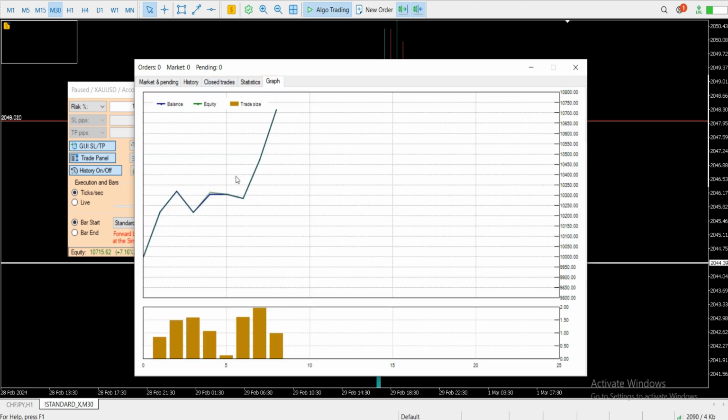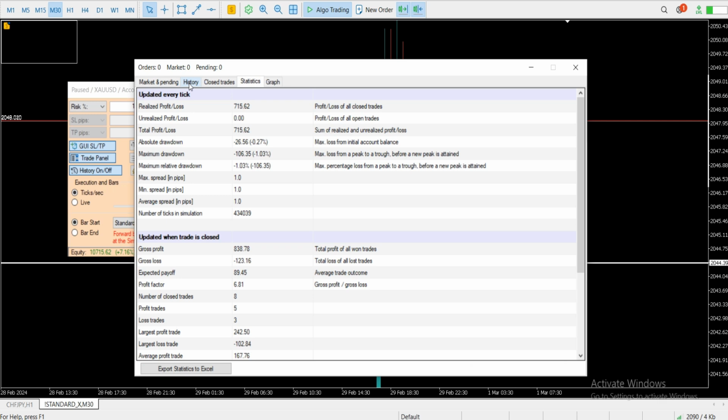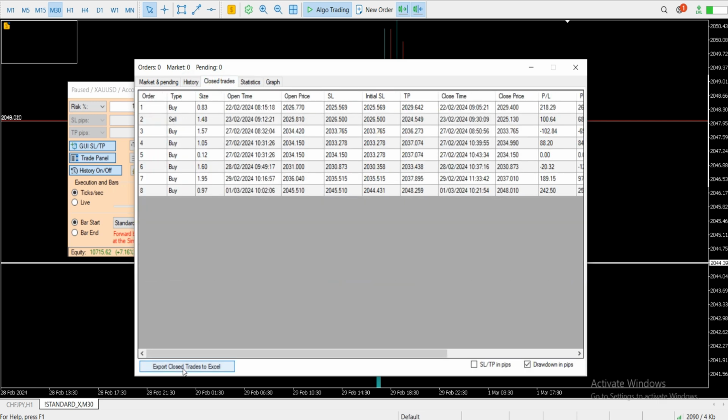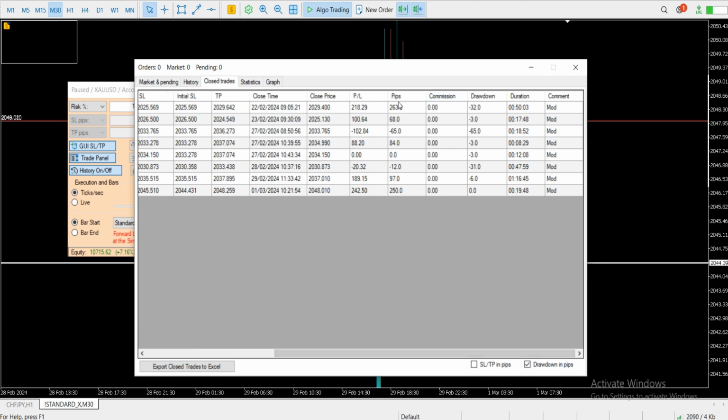Let's see the graph. Wow, it's amazing. History 15. Okay, closed trades. Yeah, 8 closed trades. So you can see the P&L: $263, $68, lost 65, 84, 0, 12, 97, 250.